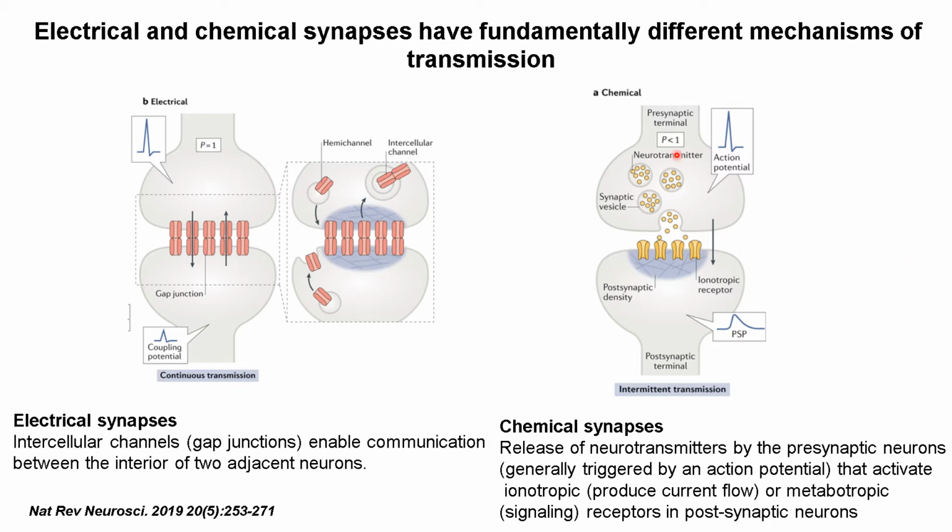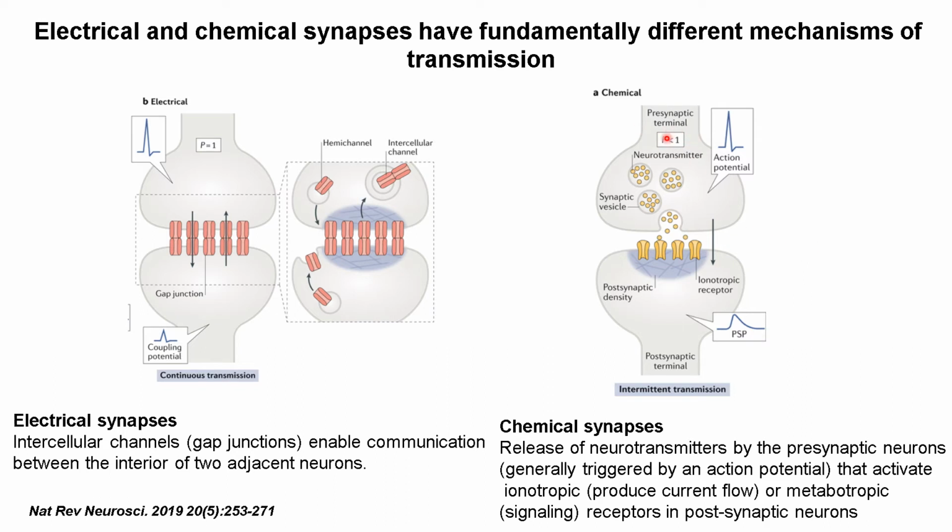On chemical synapses, we have a transmission that involves synaptic vesicles that are released in the extracellular space, and then they bind receptors on postsynaptic neurons. That means that there is no direct connection of the cytoplasm of the presynaptic neuron with the postsynaptic neuron. What we need here is an action potential that will lead to the release of synaptic vesicles that will then activate either ionotropic receptors, which will produce current flows, or metabotropic receptors, which are not presented in this image, that will be able to modulate this signaling in the postsynaptic neurons.